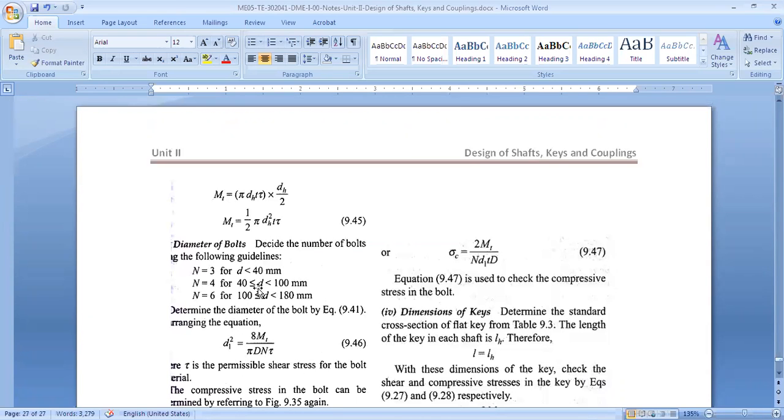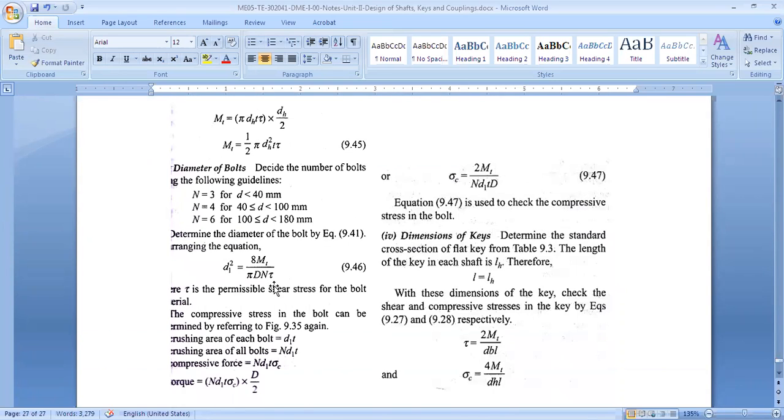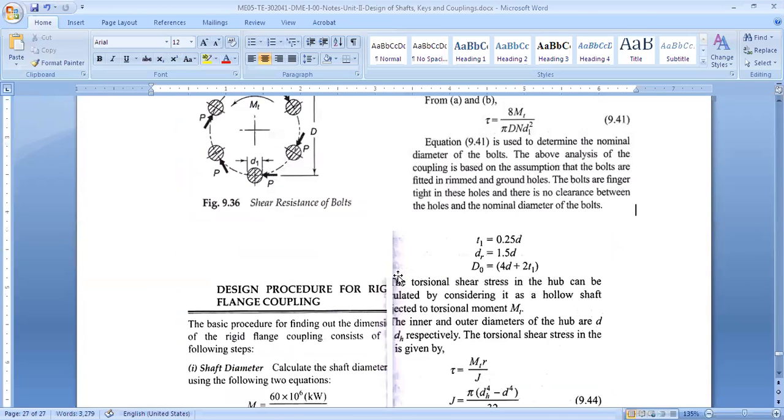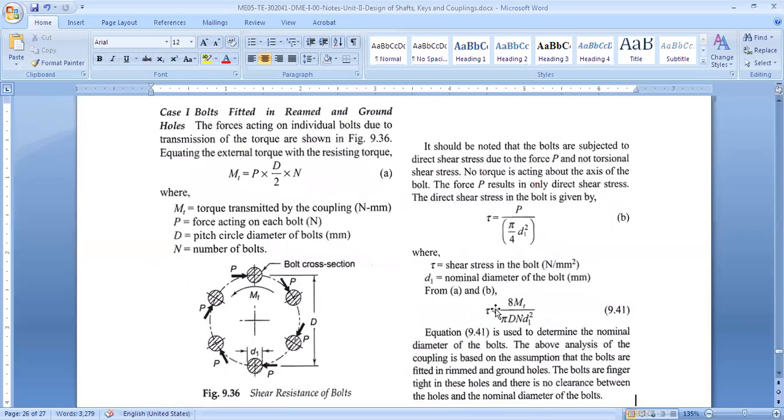So now we are going for the design of bolts. N is 3 for d less than 40 mm. N is 4 for 40 to 100. It is 6 for 100 to 180, and more than that it is 8. So now from this equation, this equation we have just seen, right? Here tau is equal to 8 MT upon pi d and d1.